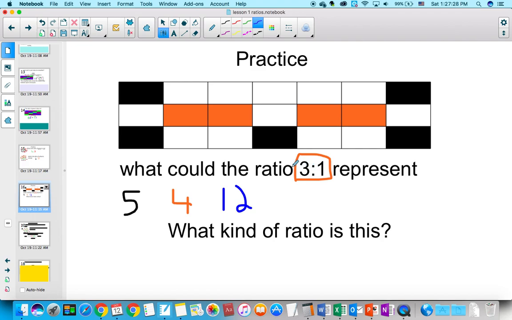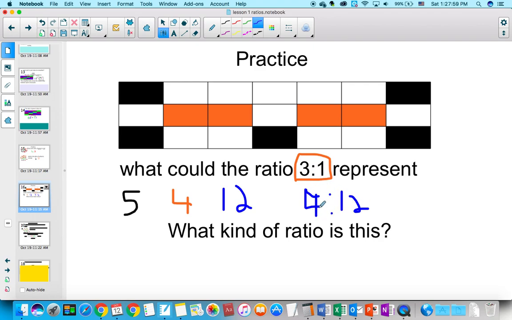Well, does the 3 represent the white and the 1 represent the orange? Well, if this was a 5 to 4 ratio, could I simplify that to 3 to 1? No, right? What if it was orange to white? Well, we have a ratio of 4 orange to 12 white. Well, that seems kind of right?